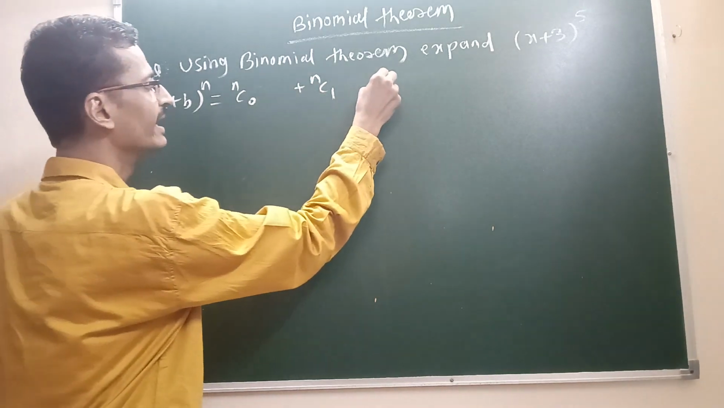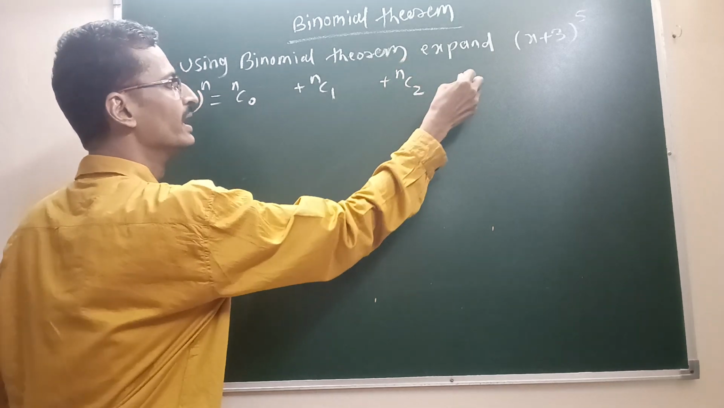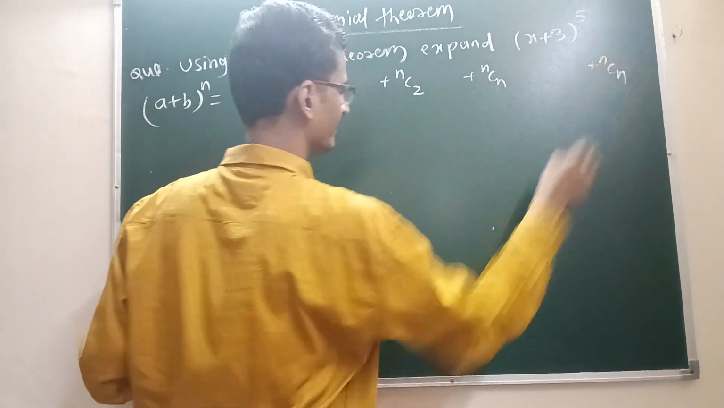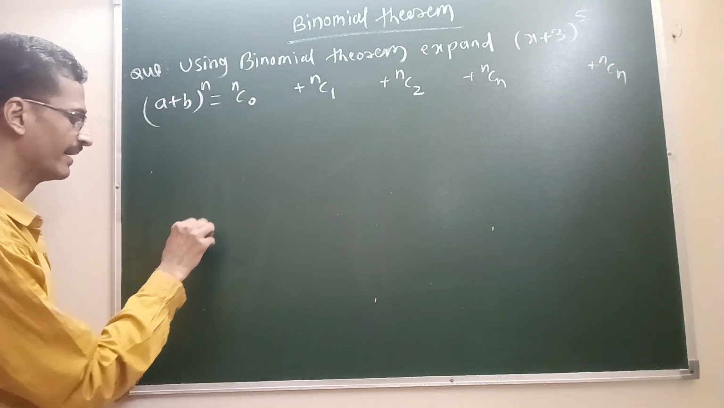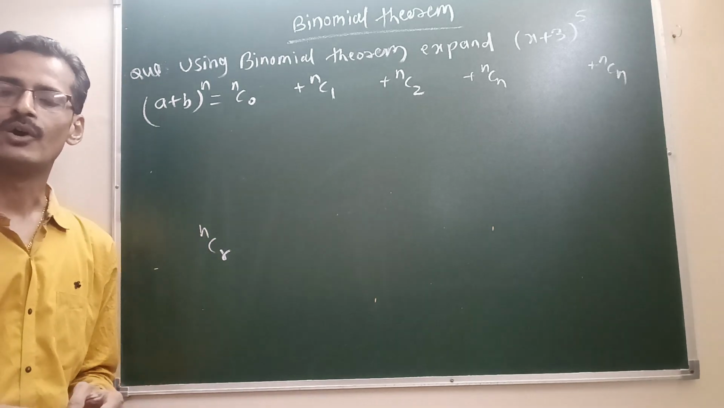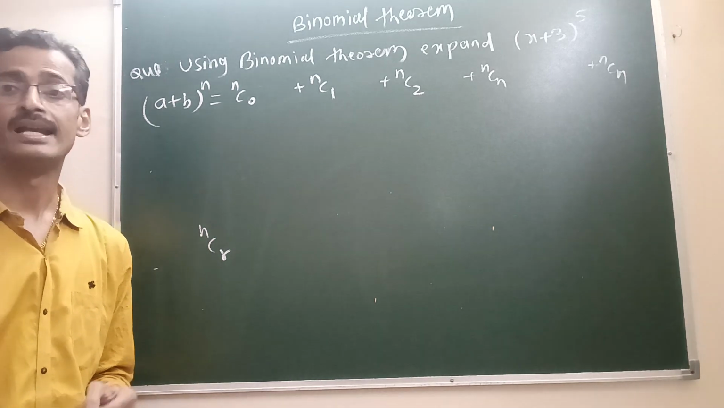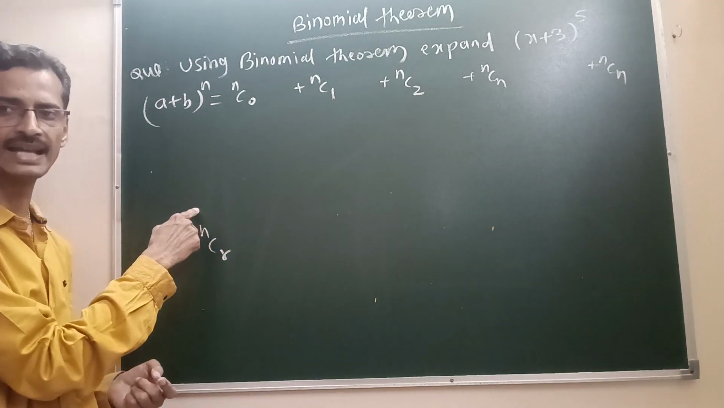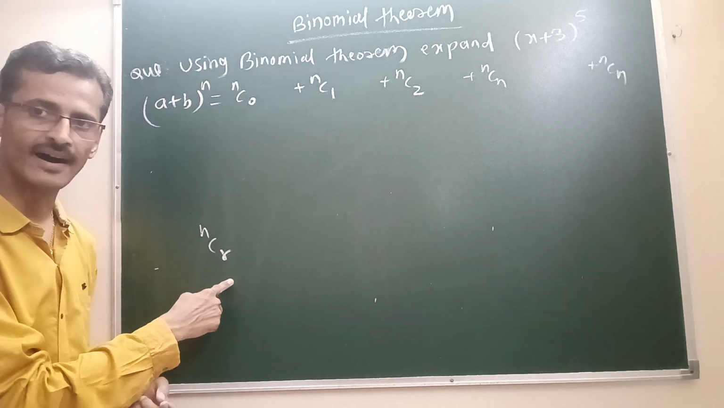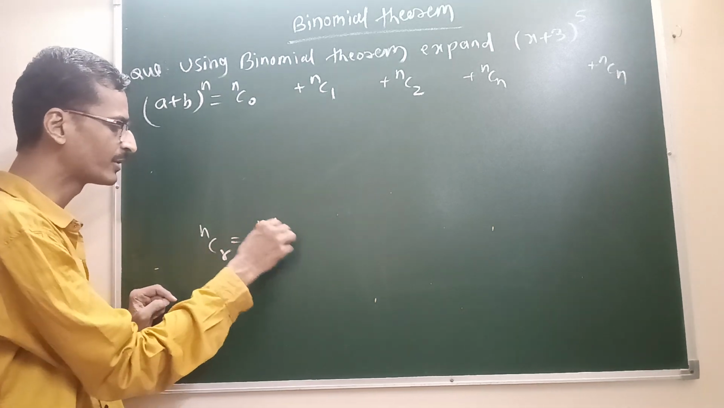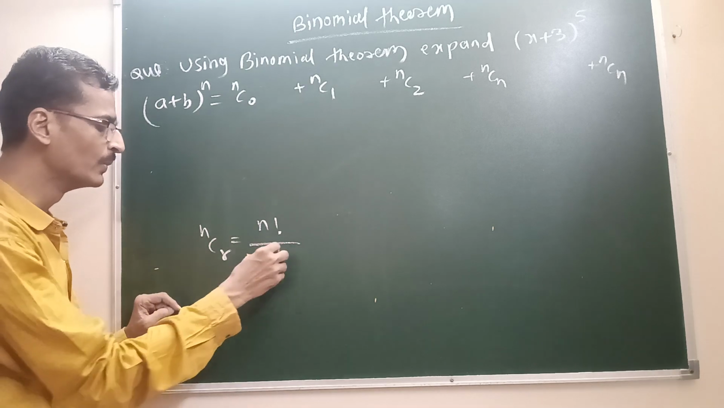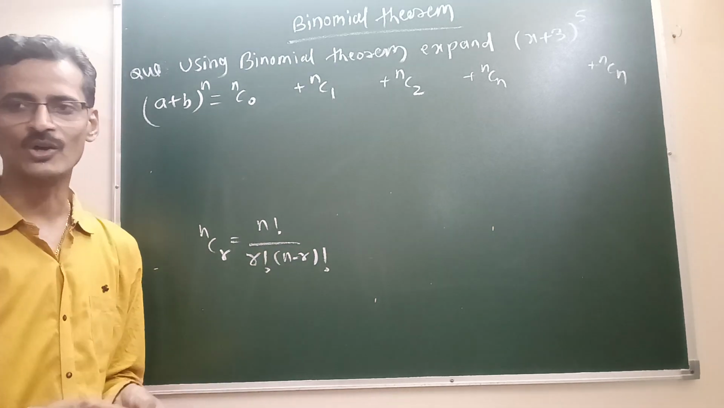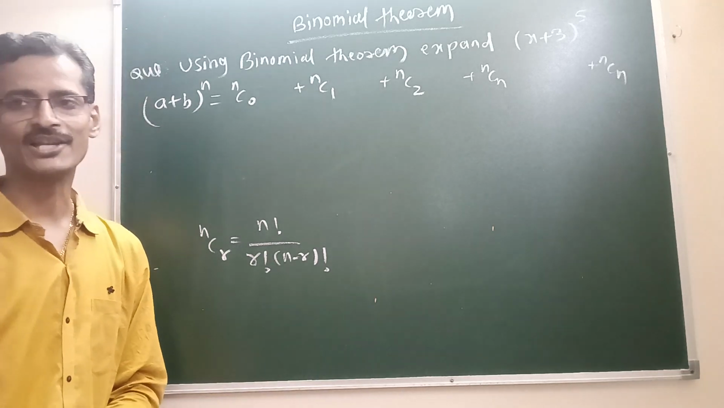So nC0, nC1. In the next term write nC2. In the next term write nC3, and the last term is nCn. We know what nCr is. From n elements, if we want to select r elements, then the number of ways in which we select r elements from the given n elements is nCr. The formula is n factorial upon r factorial into (n minus r) factorial. But this is the shortcut method, Pascal's triangle, which we can use here.